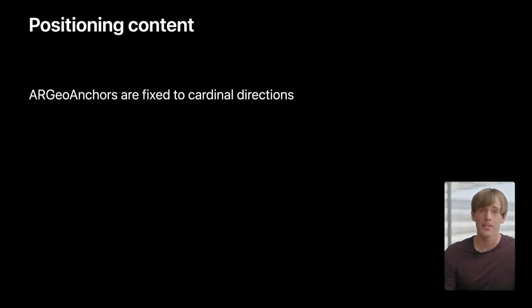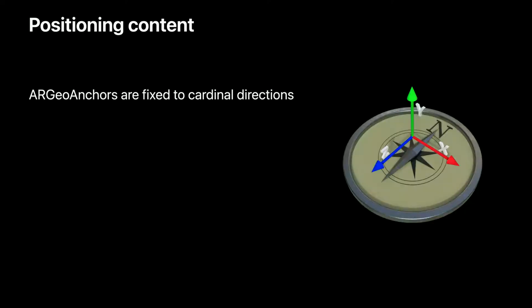Well, to position this content, we need to first look at the coordinate system of a geoanchor. Geoanchors are fixed to the cardinal directions. Their axes are set when you create the anchor, and this orientation will remain unchanged for the rest of the session. A geoanchor's x-axis is always pointed east, and the z-axis is always pointed south for any geographic coordinate. Since we're using a right-handed coordinate system, this leaves the positive y pointing up away from the ground.